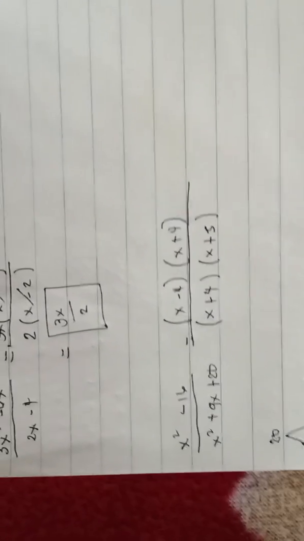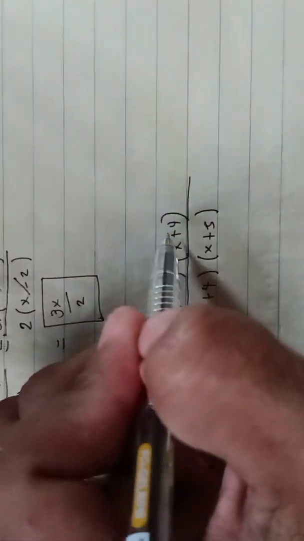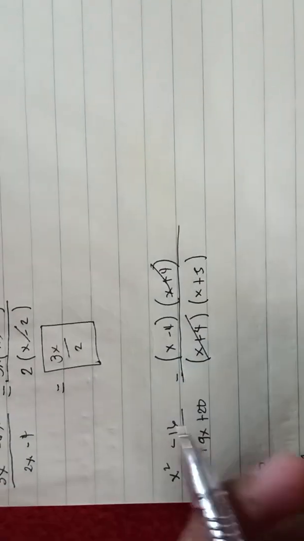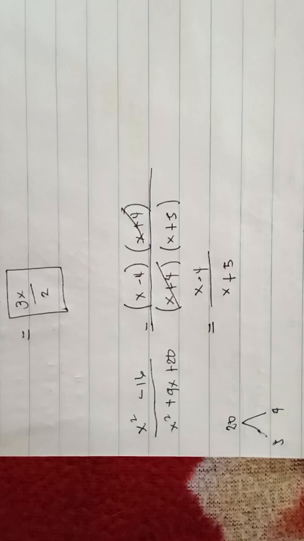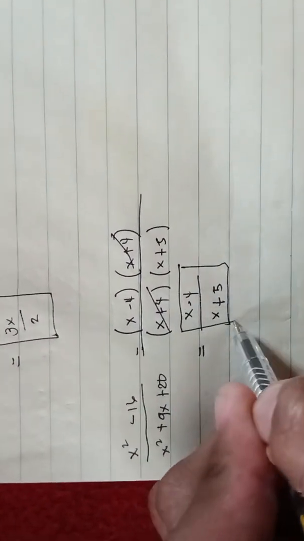We already factored out the denominator. As you can see, we have here like terms. Eliminate lang natin sila para makuha natin yung answer. X plus 4 and x plus 4 are like terms, so that we will have the final answer x minus 4 and x over x plus 5. Okay lang kahit walang parenthesis kasi ganun din naman yung sagot. This will be our final answer.